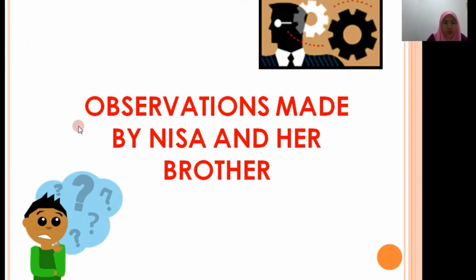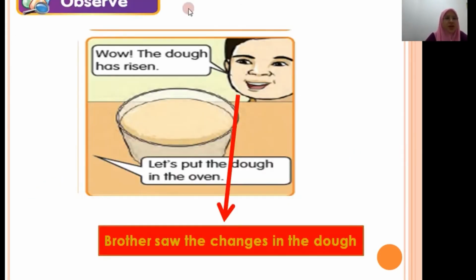Now, what are observations made by Nisa and her brother? Let's see the scene again. The first one. Wow, the dough has risen. See? Is there any observation here? Yes, brother saw the changes in the dough. You see the word of saw? Next.